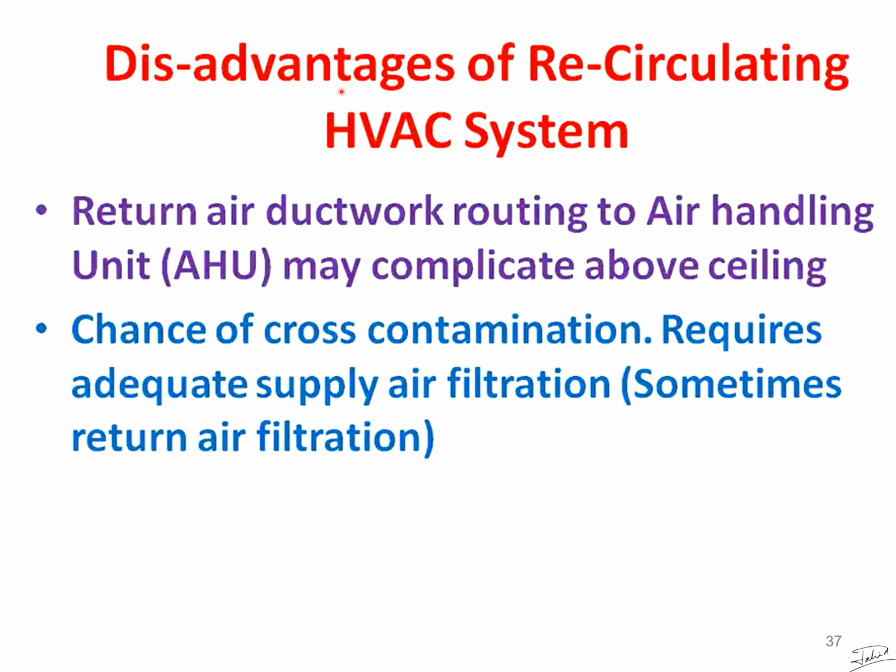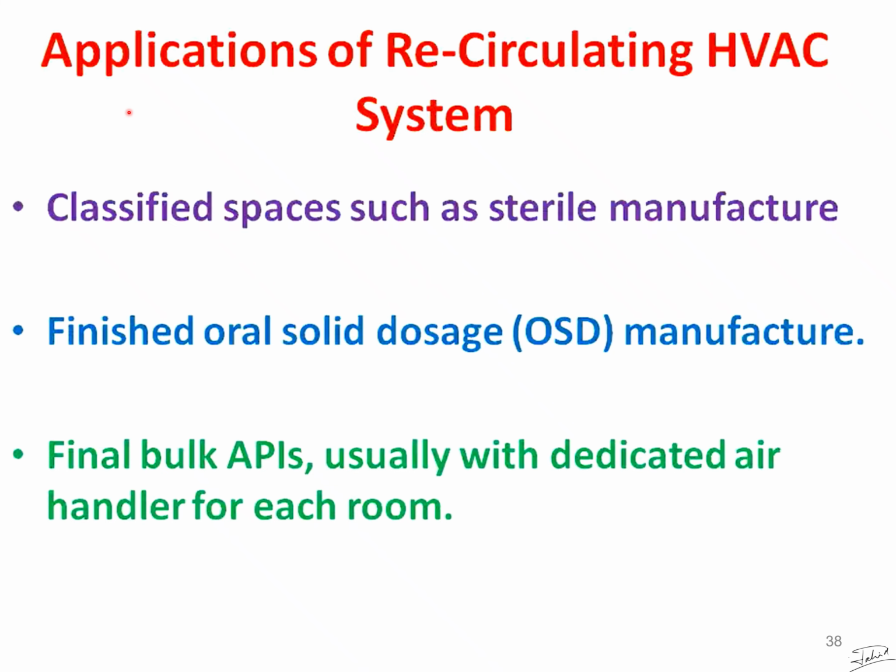However, it has some disadvantages. The disadvantages would be the advantages of once through. You can see the return air ductwork routing to the air handling unit may complicate the space above the ceiling. Chances of cross contamination require adequate supply air filtration. Okay, so these are the disadvantages. You can see the advantages of once through have become the disadvantages for the recirculated HVAC system. However, it is most commonly used.